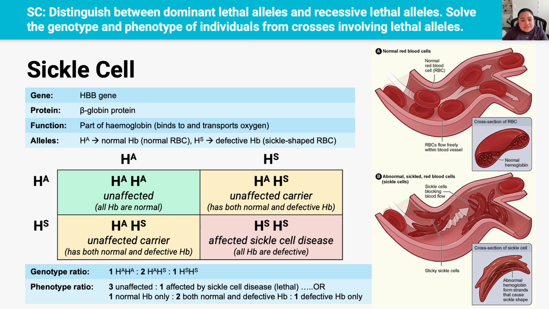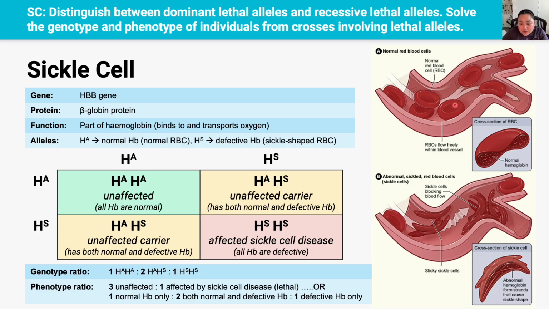Sickle cell disease is caused by a mutation in the HBB gene, which codes for beta-globin protein, which is a part of a larger protein complex called hemoglobin. So beta-globin protein is key to ensuring hemoglobin has the right shape to carry oxygen efficiently throughout the body. The two alleles for this gene are HA for normal hemoglobin and normal red blood cells, and HS for a defective hemoglobin and a sickle-shaped red blood cell.